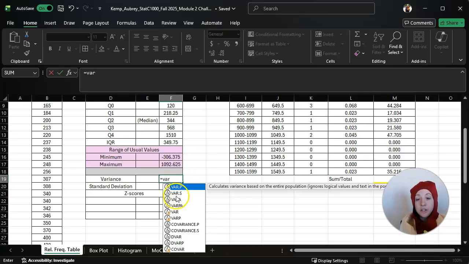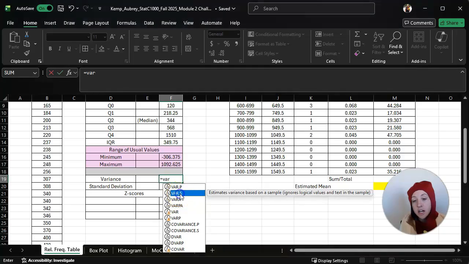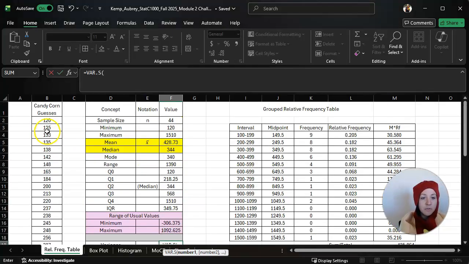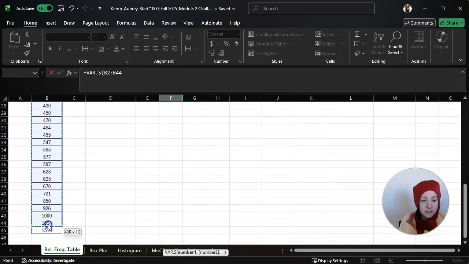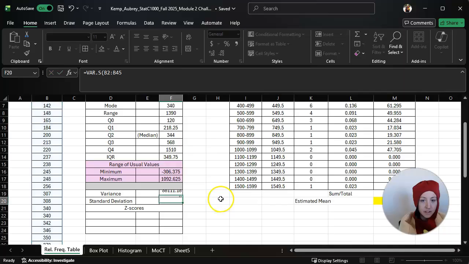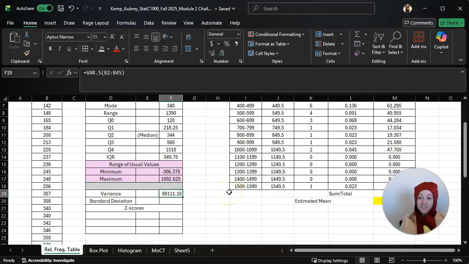So what we're going to do is come over here to VAR.S, and this says estimates variance based on a sample. Okay, so VAR.S, and then it wants you to highlight our whole data set. So we can do that. Equals. And this is our variance. That's a very high number. What that means is there's a lot of variation in the data.